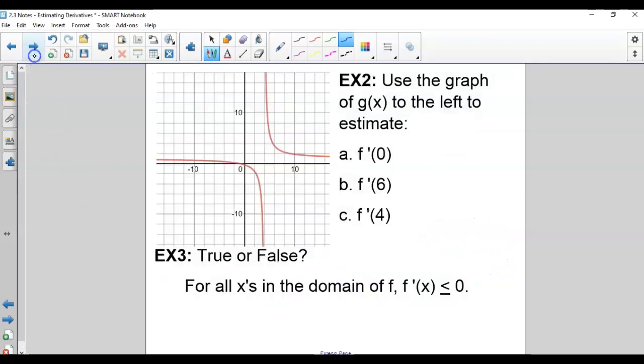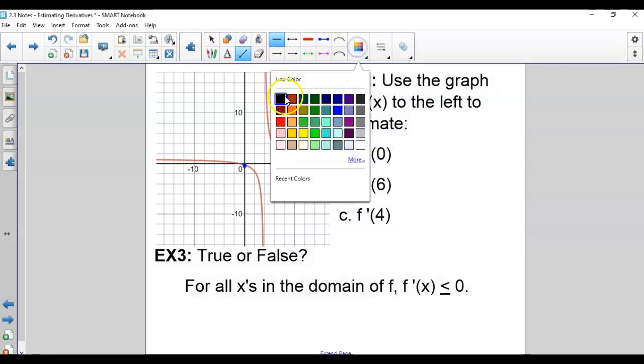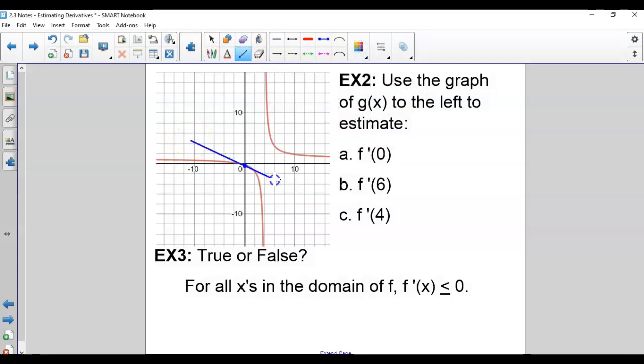Alright, let's move on. We also are going to estimate slopes from graphs. Use the graph of g of x to the left to estimate f prime of 0, f prime of 6, and f prime of 4. If we look at our graph here, we are estimating the slope of the tangent line. And x equals 0 is right here, so we're looking at this point on the graph when we're looking at f prime of 0. Right now we really are just estimating, so we are guessing what that tangent line looks like.